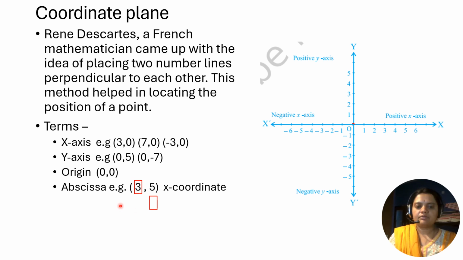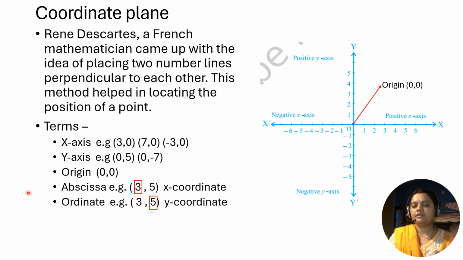Abscissa is nothing but the x coordinate, that is, the first number in an ordered pair is called the abscissa or the x coordinate. And the ordinate, the second number, which is 5 in this case, is the y coordinate or ordinate. Here you can see the origin, the center point, the meeting point between the x and y axes. In this example, 4 comma minus 3, 4 is the abscissa or the x coordinate, and minus 3 is the ordinate or y coordinate.